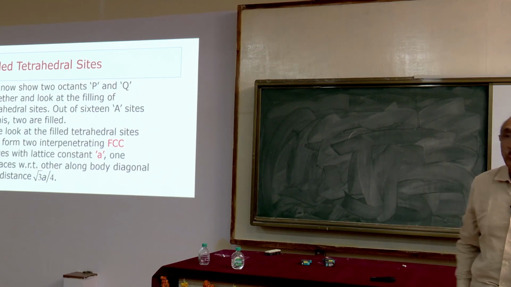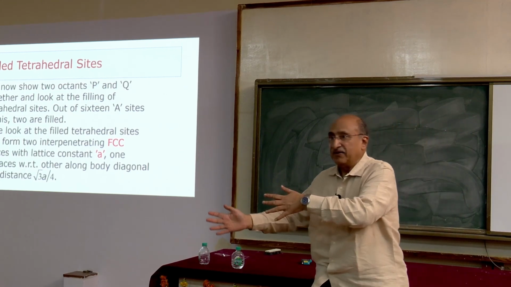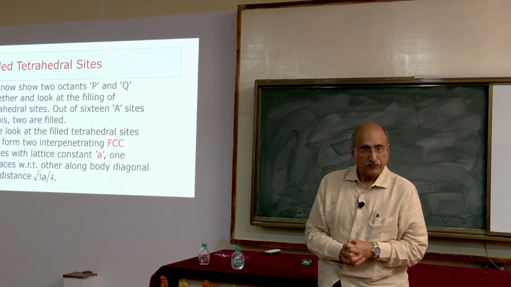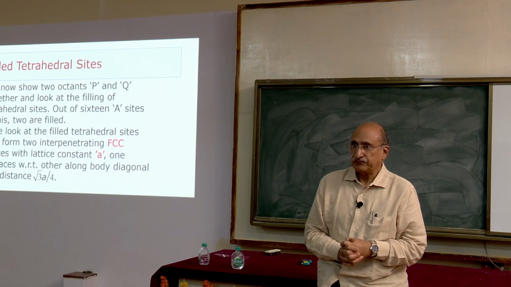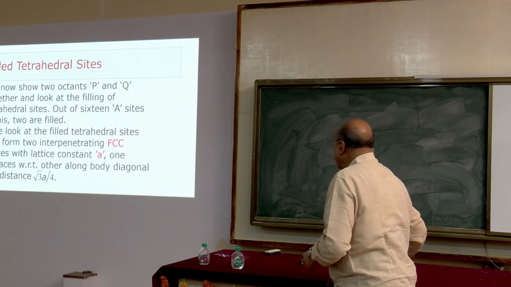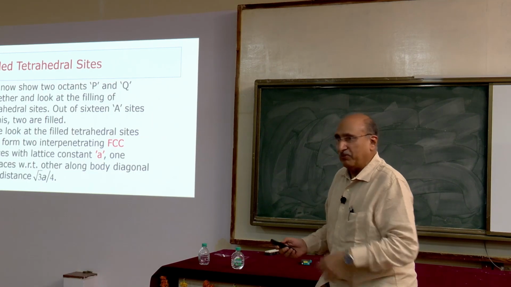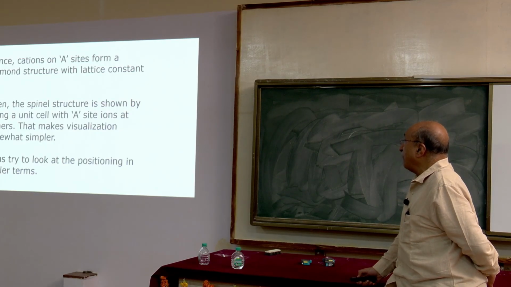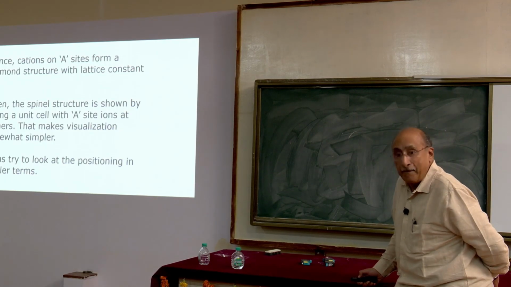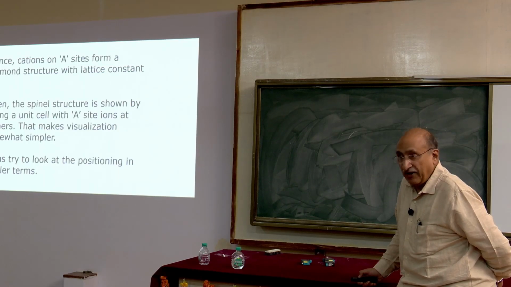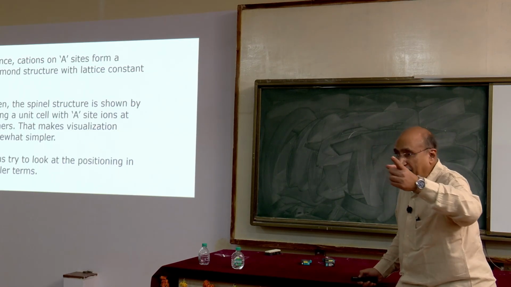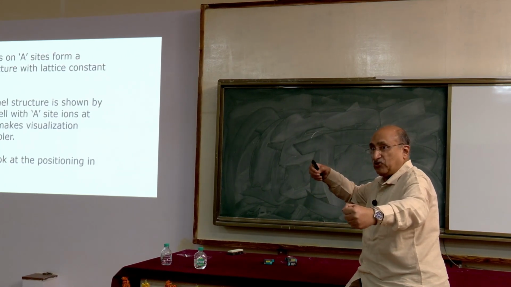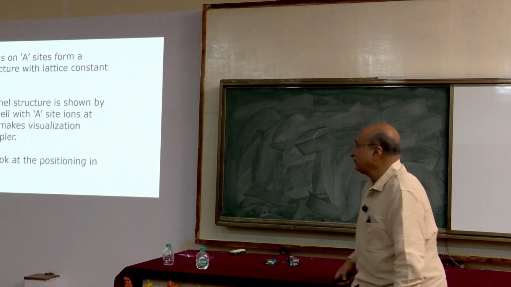This is just a way of viewing it. Everything else is there, I cannot forget about it, but it's just a way of viewing it. It's all right. To position it, it's a very interesting problem. Hence, the cations on A sites form a diamond structure with lattice constant A. This is what I have just now mentioned. So, exactly the same language I have used for the diamond structure: 2 interpenetrating FCC lattices, one displaced by 1/4 of the body diagonal.